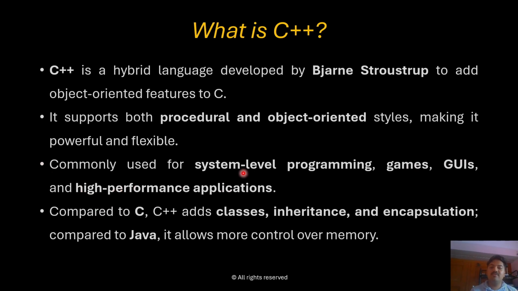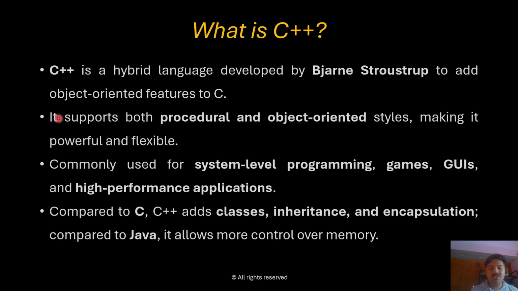So C++ is normally used for creating system-level programs and games. Many of the games are written in the C++ language. Graphical user interfaces and high-performance applications are what we use in our day-to-day life. Compared to C, C++ added classes, inheritance, encapsulation, and many other features. But when compared to Java, it allows more control over memory.